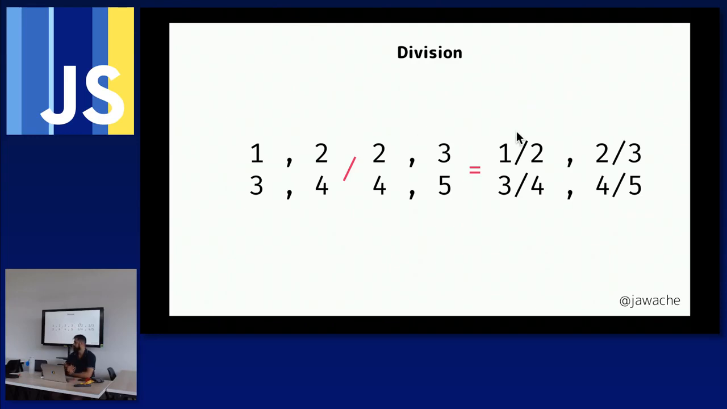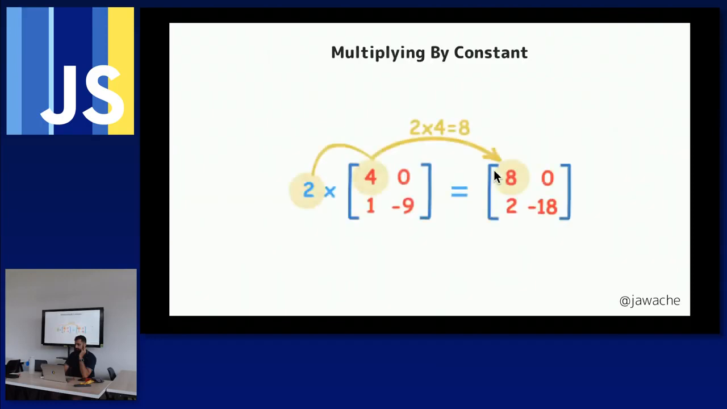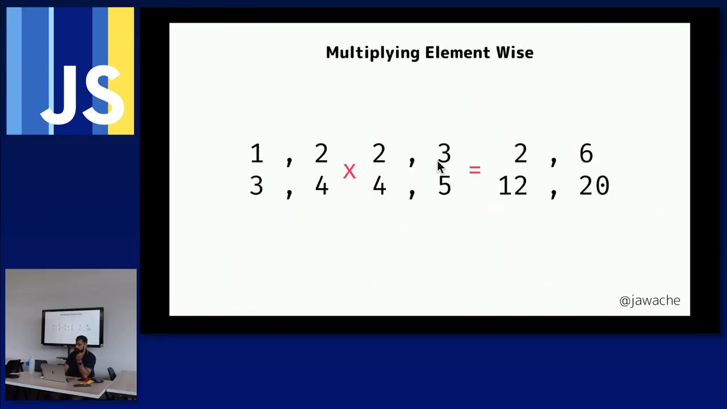Division is the same as normal. You just take that divided by that, that one divided by that one. It's element-wise. You can also multiply by a constant all the way through, which multiplies all of it. And then you can do what's called element-wise multiplication, which is 1 times 2, 2 times 3, which is 6, 3 times 4, 12, 4 times 5, 20.